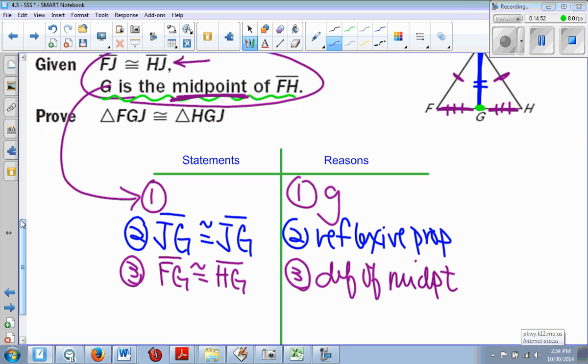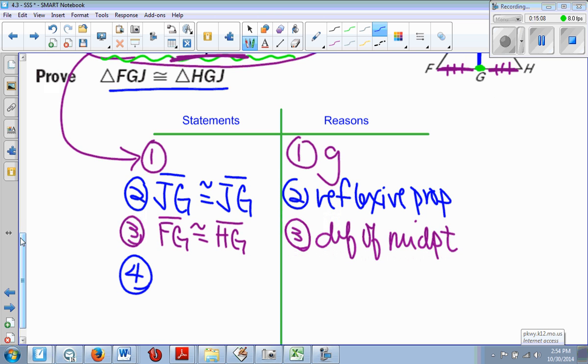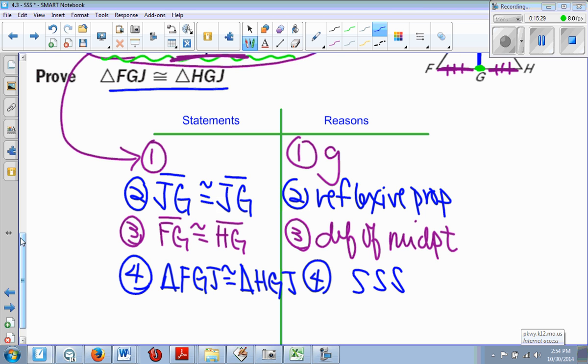Now, if you look at your picture, notice that we have now marked all 3 pairs of congruent sides. Therefore, I only need 3 congruencies, and so I can go ahead and now state that I have congruent triangles. So I'm going to recopy my prove down here as step 4. Triangle FGJ is congruent to triangle HGJ. And the reason why, in this lesson alone, SSS is the only congruence theorem or postulate we have currently used. Therefore, the only reason I can put here is SSS.